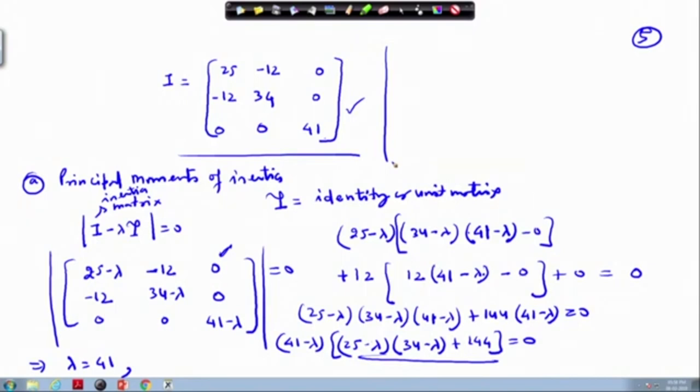So, the other solutions, I have not done any manual work in this, I just used MATLAB to work out all these solutions. Let us check the sign, this is minus 12. Minus minus 12 times minus 12 into 41 minus lambda. So, here it should be a minus sign.